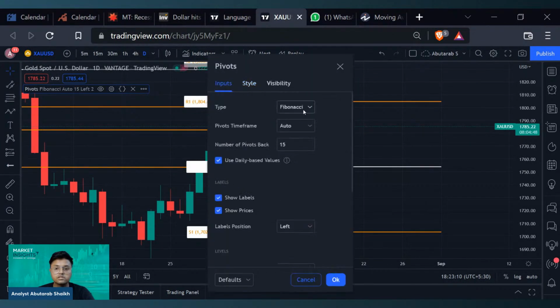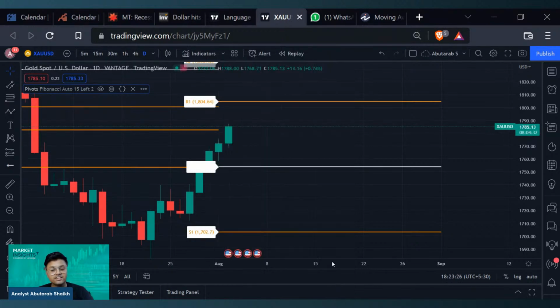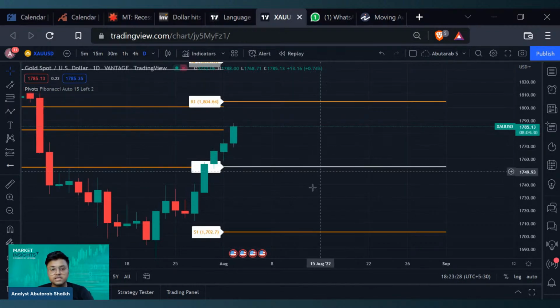The type of pivot that I've chosen is Fibonacci. Okay, that you have to remember. Keep all the settings the same. You can change the colors according to your liking. Somebody changes every single support color, every single resistance color, so they feel good in that. You might also do that. But this is basic. This is understandable. So what I've done is white is the pivot.